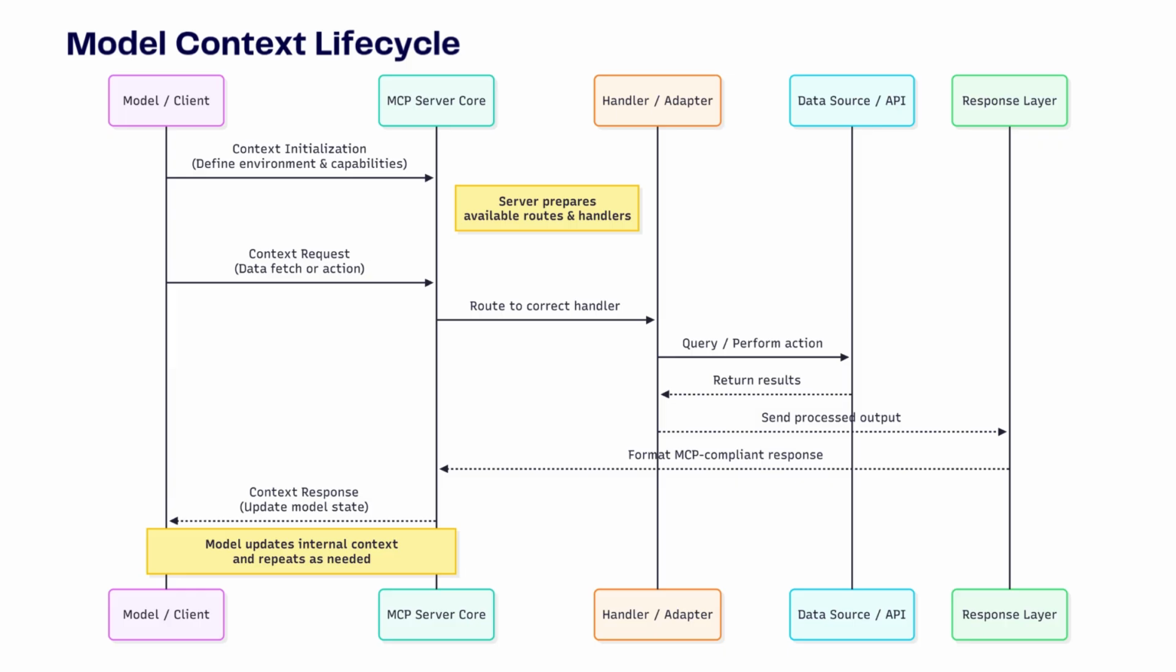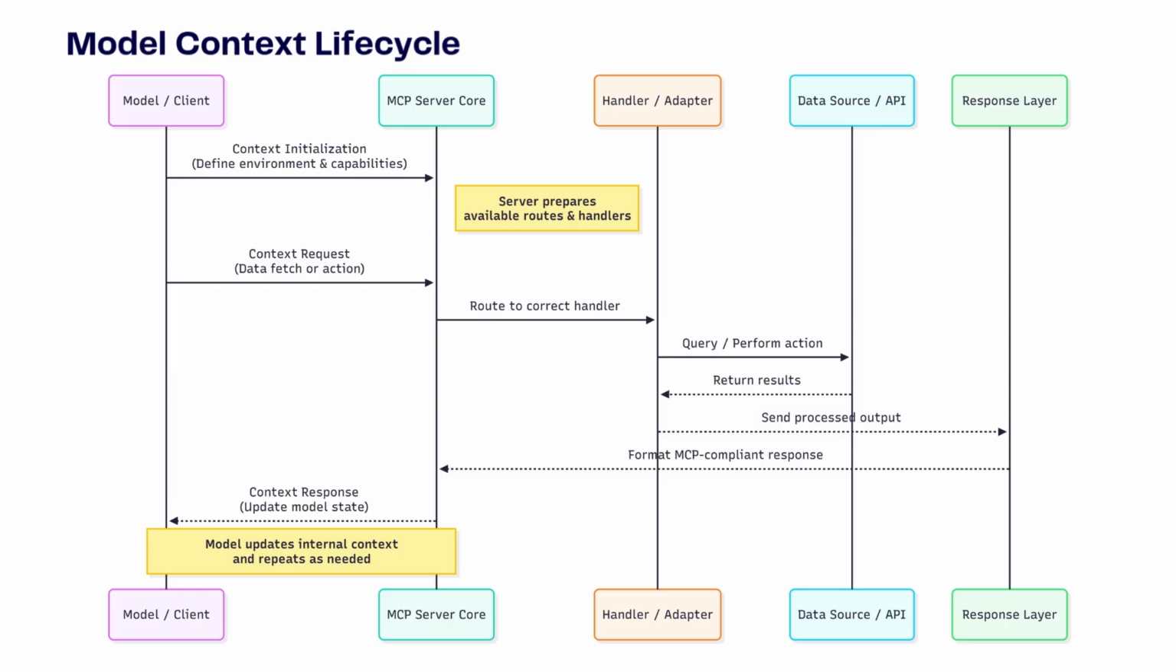Essentially, it's laying the groundwork, making sure the model and the MCP server are on the same page before any requests start flowing. Once the context is initialized, the model moves to the context request phase. The model sends a structured request to the MCP server, for example, asking for specific data, triggering a computation, or executing a command. The MCP server's server core receives that request, routes it to the right handler or adapter, and the handler takes care of the task, whether that's fetching records, querying an API, or performing some business logic.